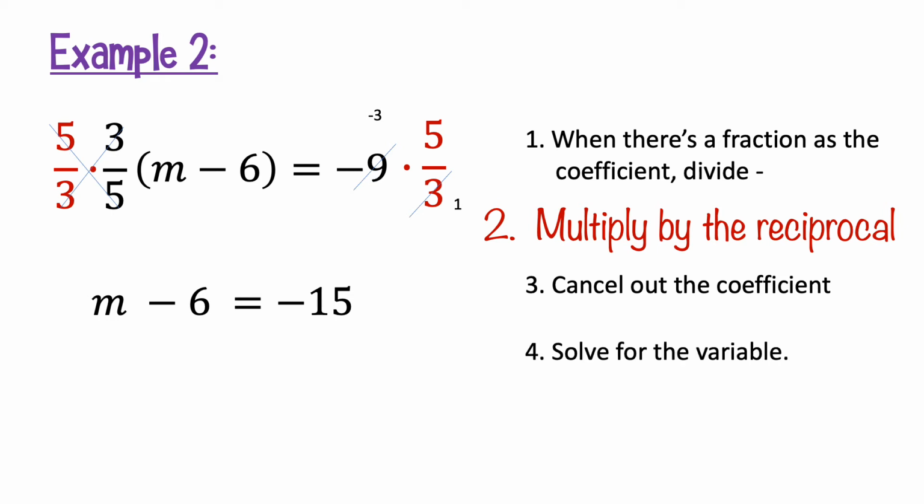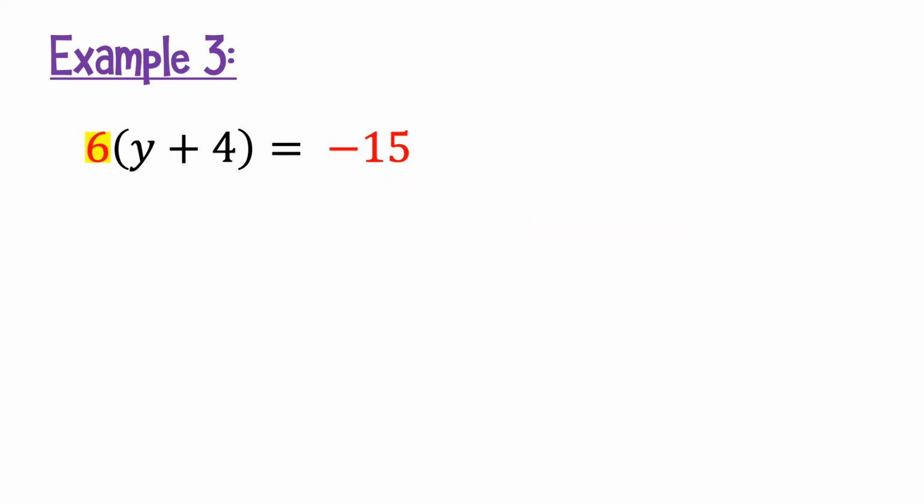Next, we move our constant with addition. We add 6 to both sides, and we're left with m equals negative 9. So when there's a fraction as the outside coefficient, multiply by the reciprocal. When you see a fraction next to the variable terms, multiply by the reciprocal.